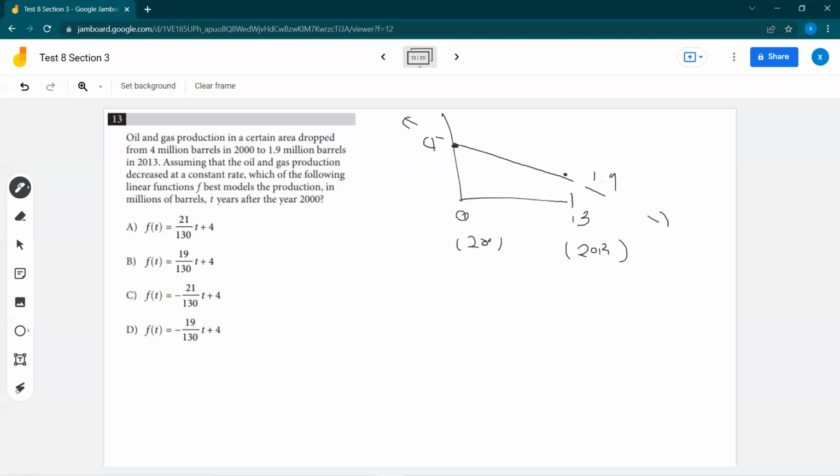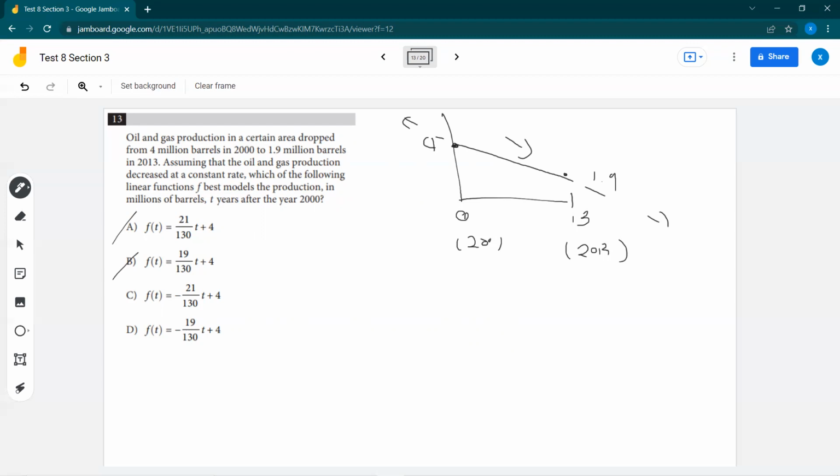So knowing that, first of all, we know that this has a negative slope, right? Because it's decreasing as we look at the slope here. It's decreasing this way, so we can rule out all of the positive answers. And now we just have to find the equation using a couple of these points. So the question is, is it 21 over 130 or is it 19 over 130?